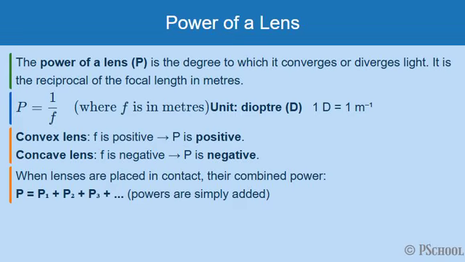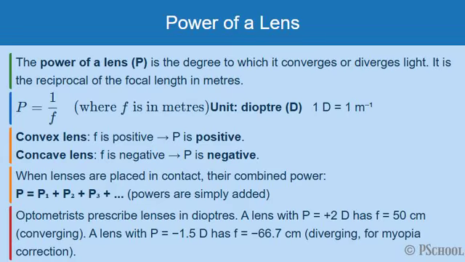When 2 or more lenses are placed in contact, their combined power is simply the sum of individual powers, P equals P1 plus P2 plus P3 and so on. Practical use: optometrists prescribe lenses in dioptres. A lens with power plus 2D has a focal length of 50 cm. A lens with power negative 1.5D has a focal length of approximately negative 66.7 cm, used to correct myopia.